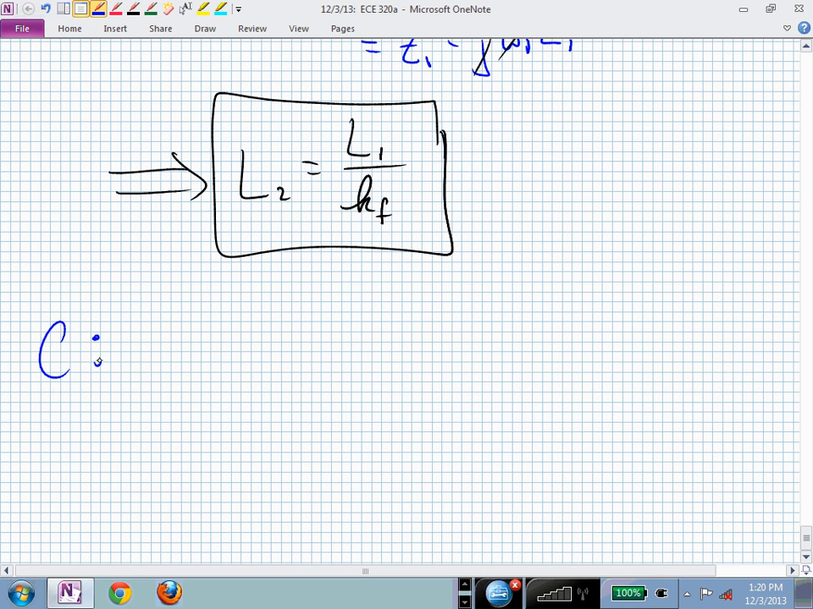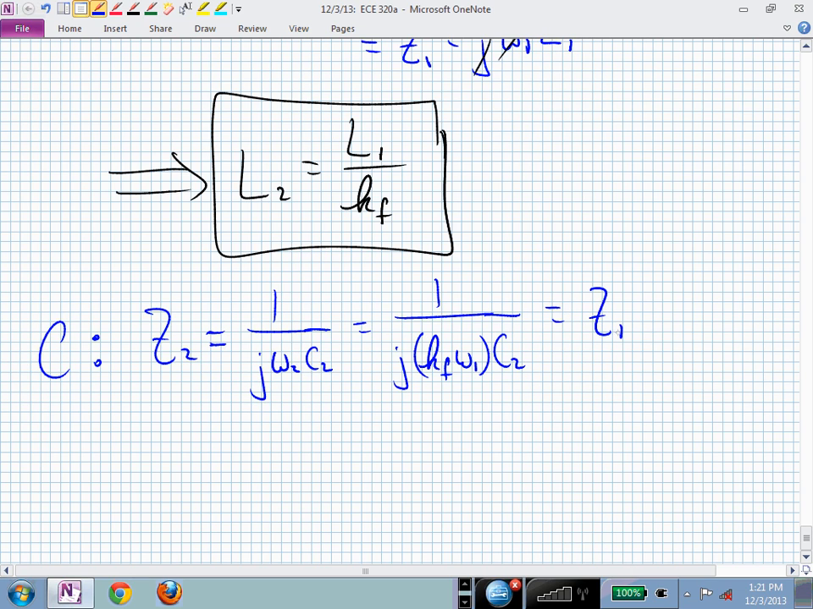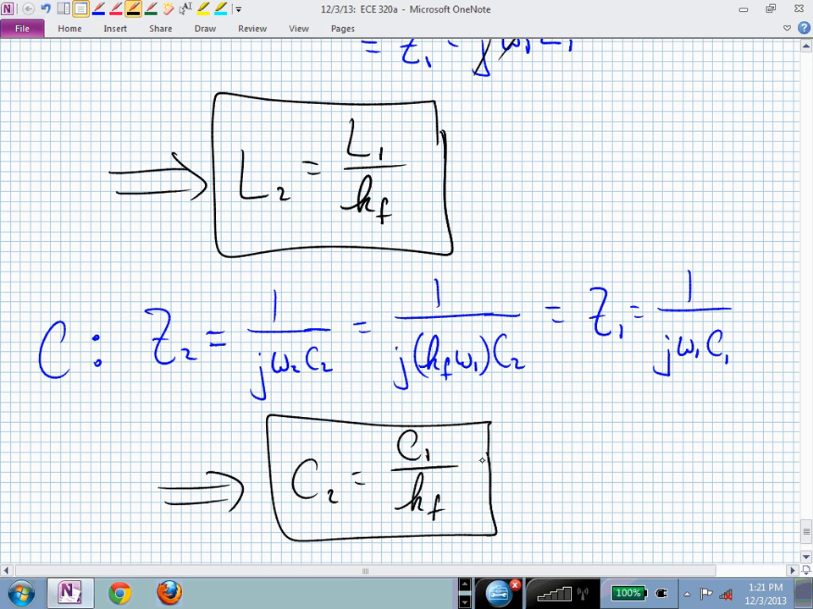Capacitors. The impedance for a capacitor, Z sub 2, is 1 over j omega sub 2 C sub 2. But that's just 1 over j k sub f omega 1 C sub 2. But I need that to equal Z sub 1. And Z sub 1 is 1 over j omega 1 C1. Again, I can cancel a lot of the j's, the omega 1, and I end up with C sub 2 is equal to C1 over k sub f. And again, my frequency scaling for the capacitors is dividing my initial by k sub f.